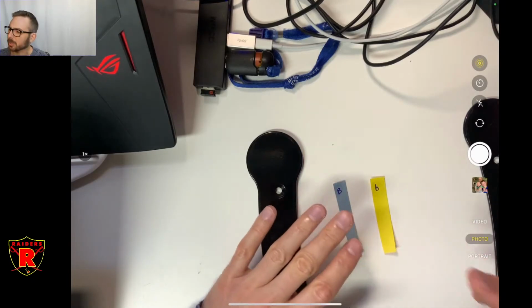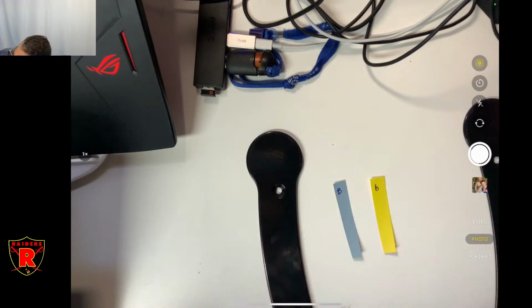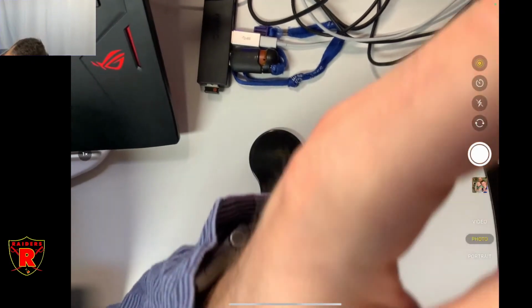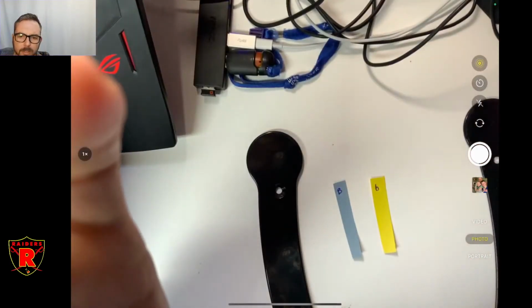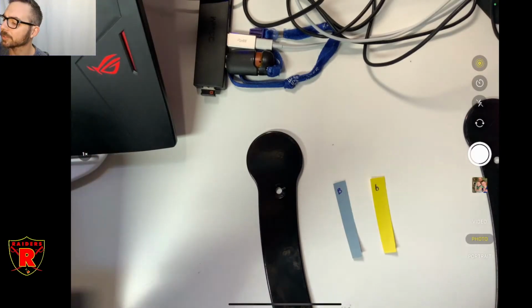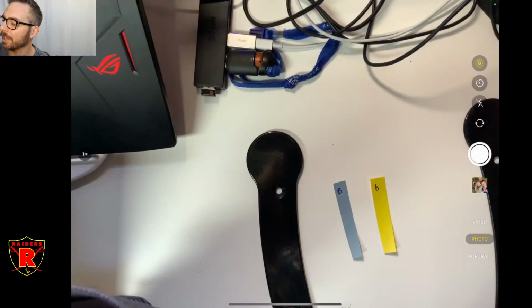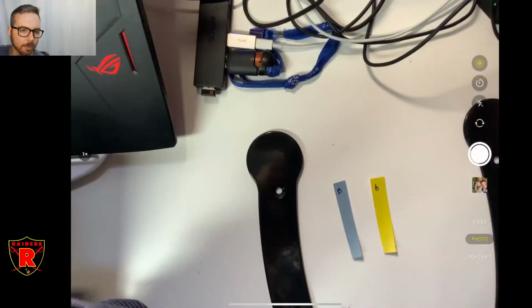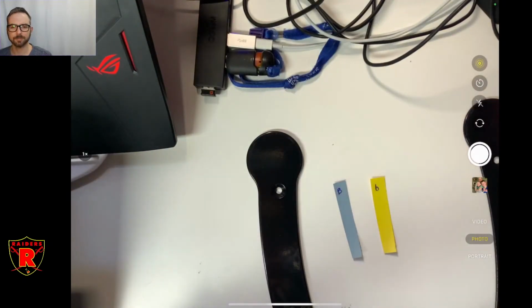I can't make this go any lower, but I don't think... Oh, wait, is there a magnification? Yes, there is. Hold on. Actually, I can make it go closer. No, what? 0.5. Oh, I thought it was going to go to 2. Okay, well, whatever.